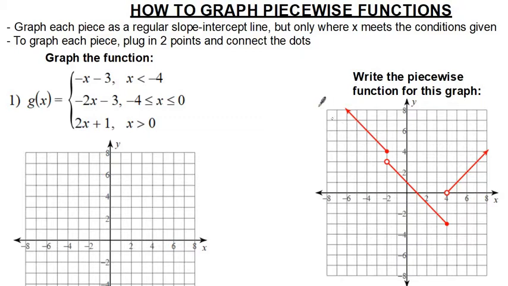So we want to do two things here. First we'll graph a piecewise function, that's number one, and then number two, we'll take that graph and we'll write the function that produces that graph.